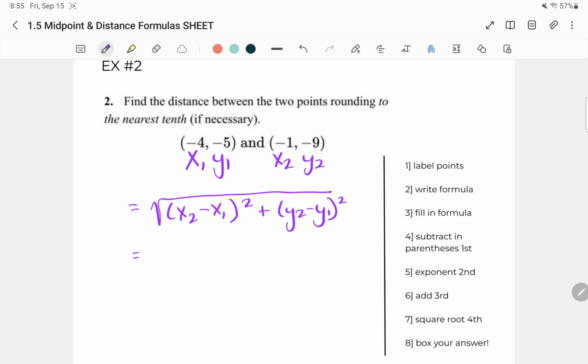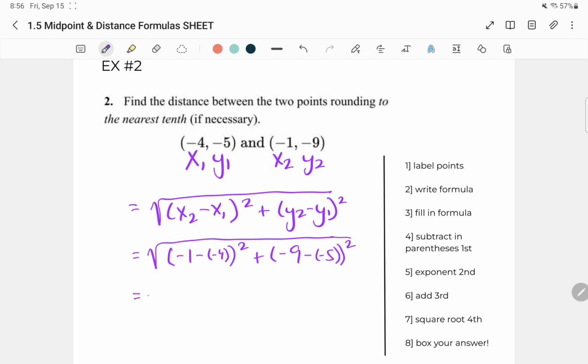Now I'm going to plug in my numbers. So x2 is -1. So I'm going to write -1 in place of x2. x1 is -4. So minus -4. Notice I have double parentheses because I'm subtracting a negative. And then plus y2 is -9. And y1 is -5, so -9 minus -5. And that's going to be squared as well.